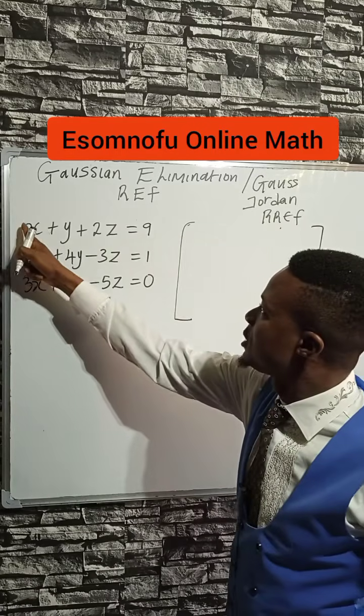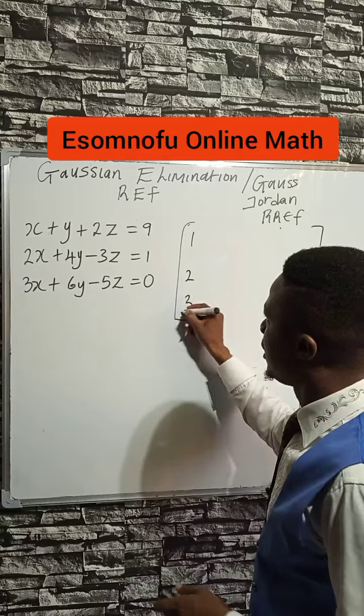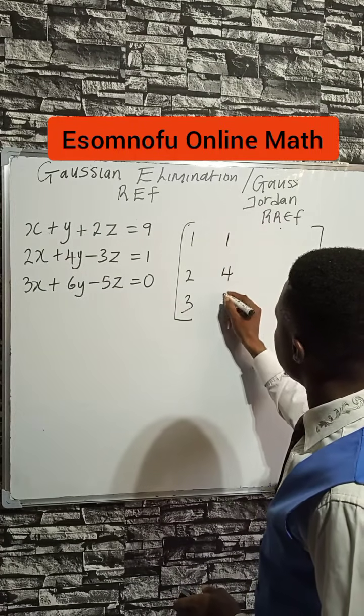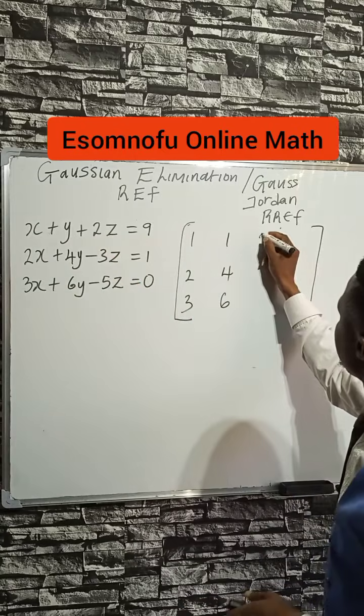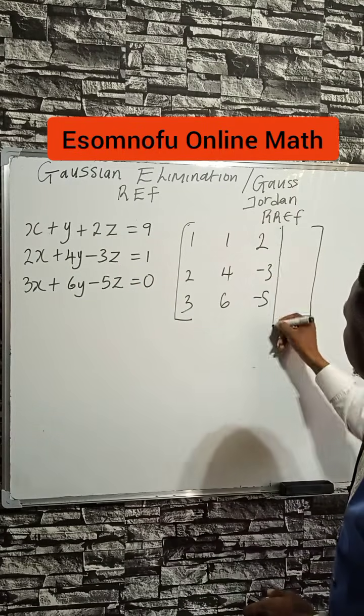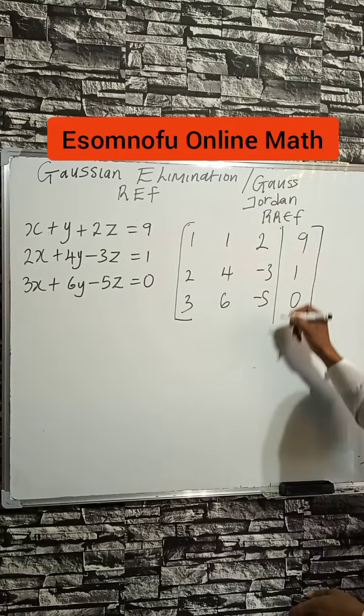The coefficients of x here are 1, 2, and 3. Coming to this row, you have 1, 4, and 6. Coming down here, you have 2, minus 3, and minus 5, equal to 9, 1, and 0.